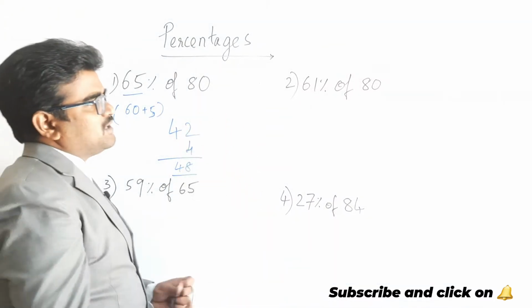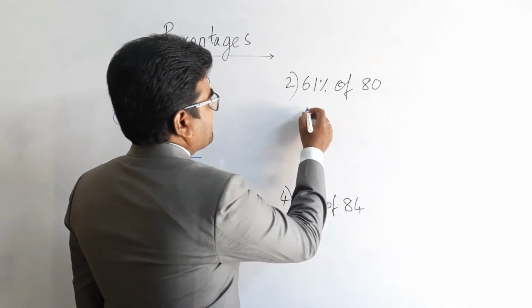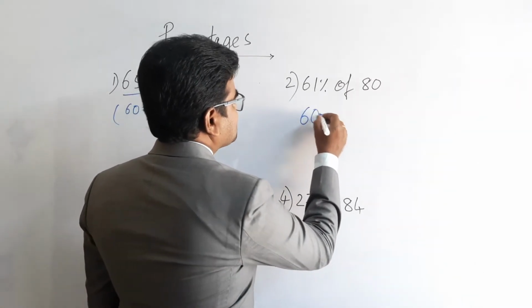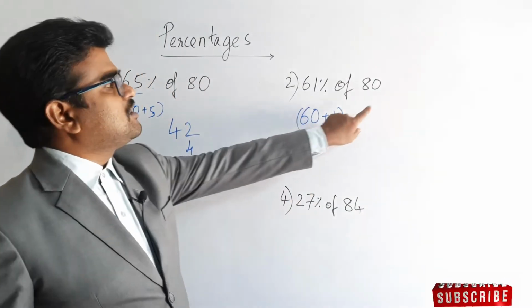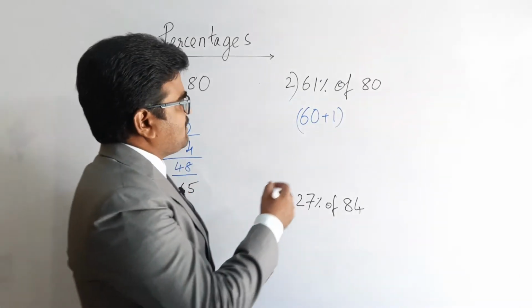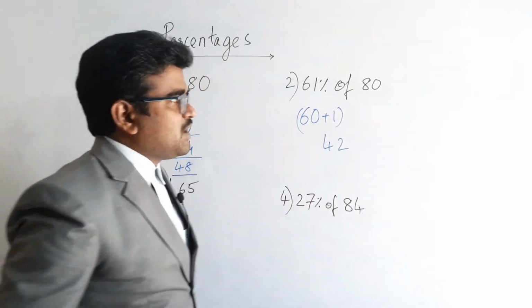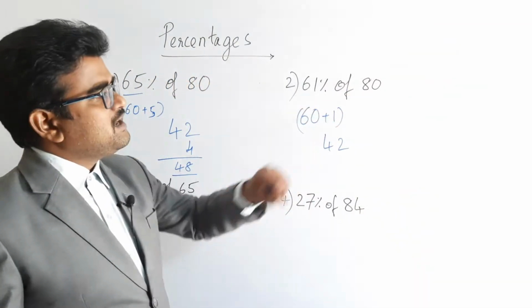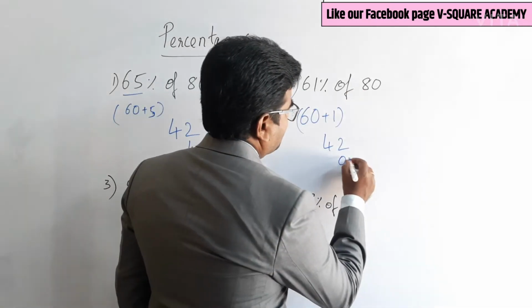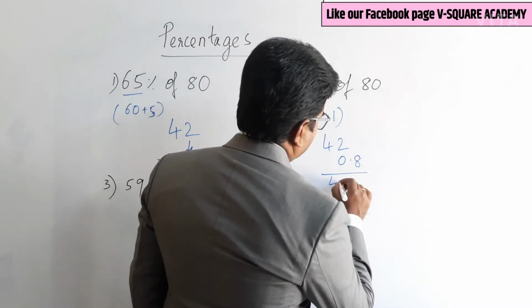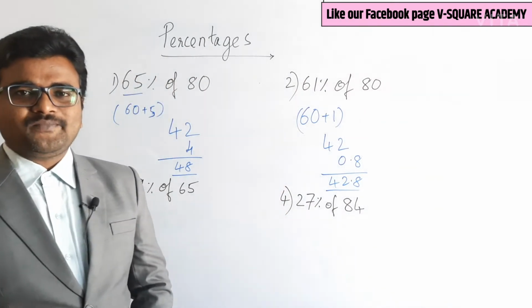Let's go to the second example. What is 61% of 80? Again I am splitting this, writing it as 60% plus 1% of 80. You know 60% of 80 is, as in the previous method, 48. And what is 1% of 80? You know 10% is 8, so 1% is 0.8. That means you can write 48.8 as your answer for 61% of 80.